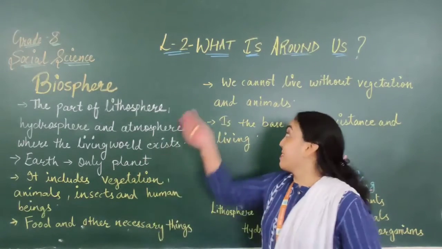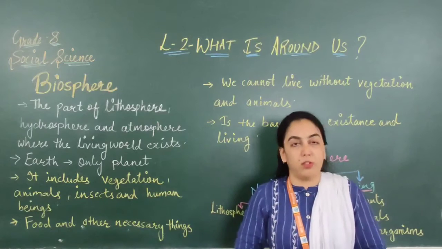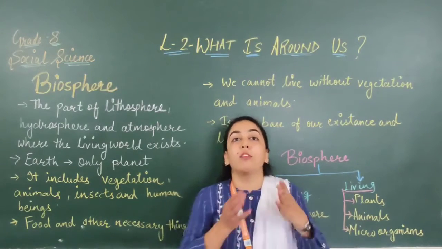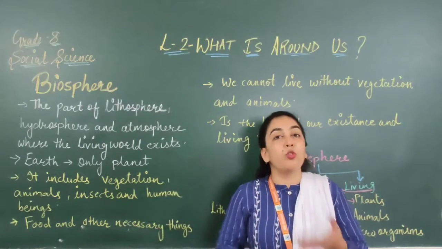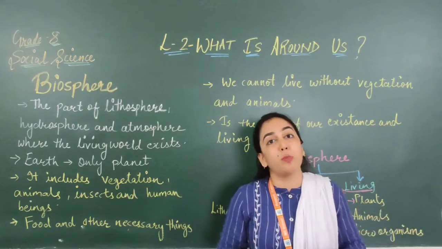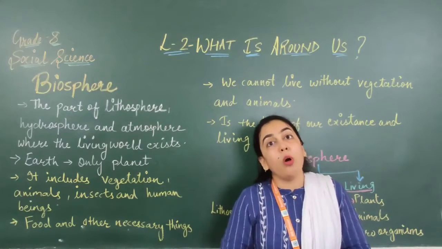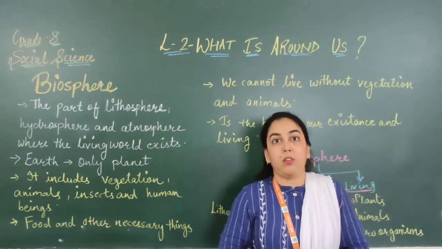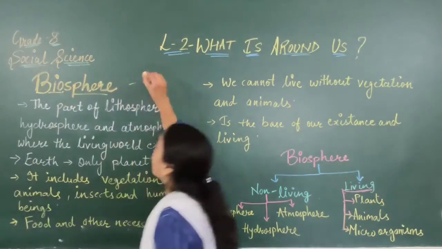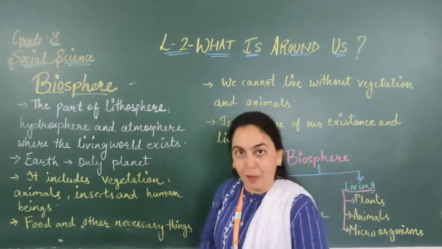We are going to discuss lesson 2, what is around us. Already we have begun with the chapter, and in the previous video you have understood about the story of Darwin, about the 3 spheres of the earth, that is lithosphere, hydrosphere and atmosphere. Now the last sphere is remaining. Yes, that is biosphere. So today we are going to learn about biosphere.